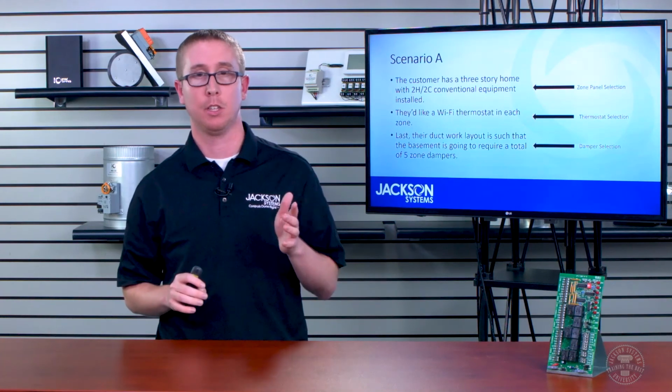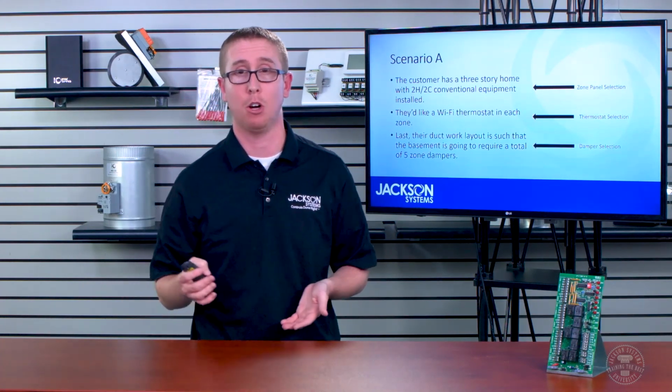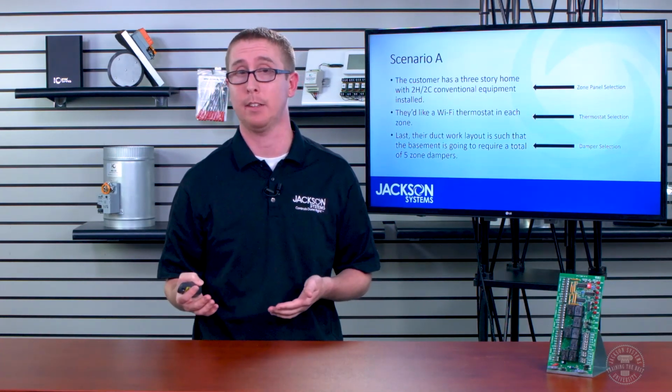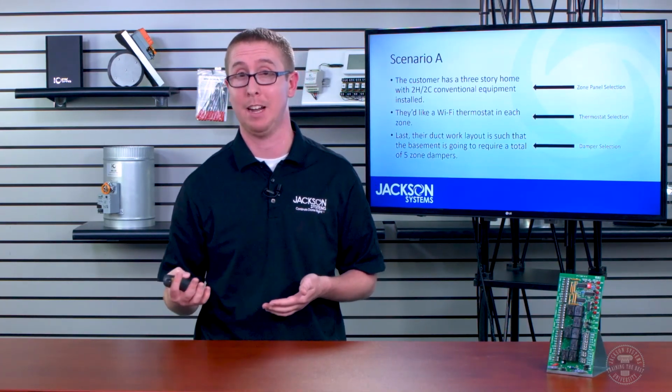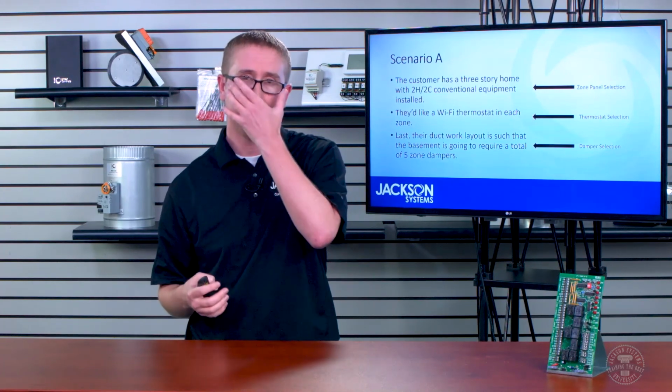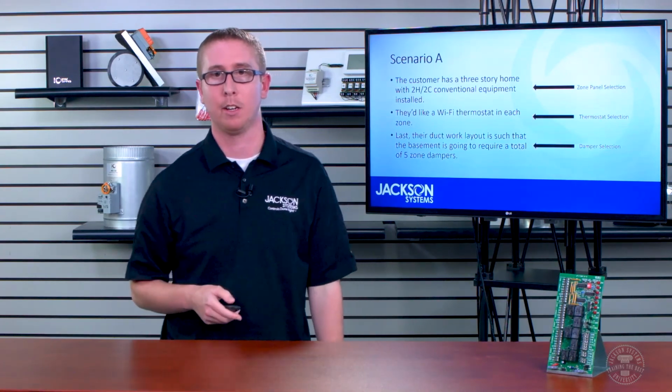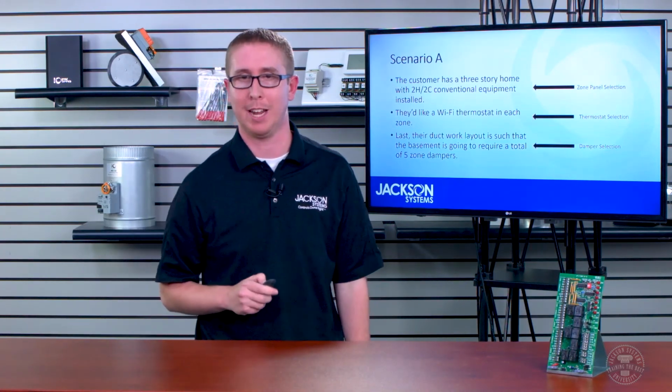So the first thing, it's a 3-story home. We're going to look at a 3-zone panel more than likely, and it needs to be compatible with a 2 heat, 2 cool conventional piece of equipment. That's going to heavily influence what zone panel we look at. Obviously, the Wi-Fi thermostat request is going to influence what thermostat we choose. And the damper quantity is going to influence which damper we might choose.